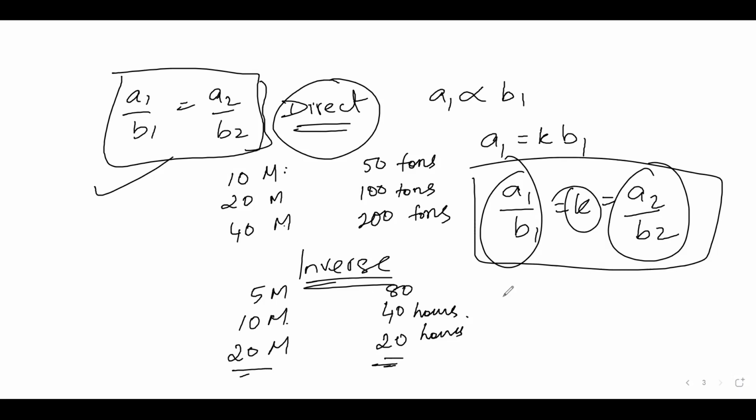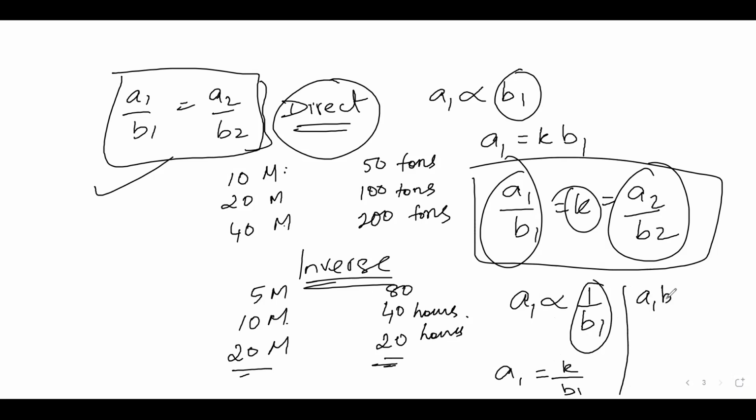So here we could say that A1 is inversely proportional to B1, or vice versa. Inverse meaning 1 by B1, direct meaning this one. So we have to equate this, and when we equate this, it is equal to a constant upon B1. Therefore, this constant: A1 times B1 is equal to K, which is equal to A2 times B2.